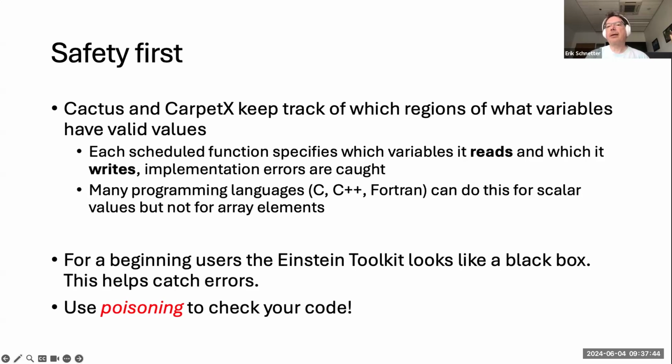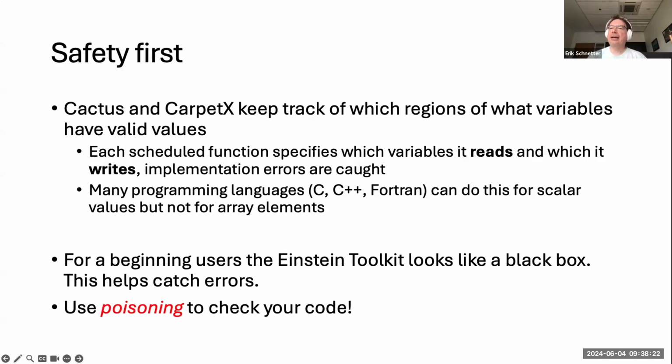So every time you write a function, you schedule a function, you have a function that's called by the Einstein Toolkit, for example, to calculate the right-hand side or the derivative of a potential or something, you need to declare which variables you're reading and which you want to write to, and also which region of the variable you're reading. Maybe you're reading only the interior, maybe you're also accessing the ghost zones, and the infrastructure then knows that, and it can check whether the ghost zones actually have been set. And if you say that you write to the interior and actually forget to write to the interior, CarpetX can also catch that.